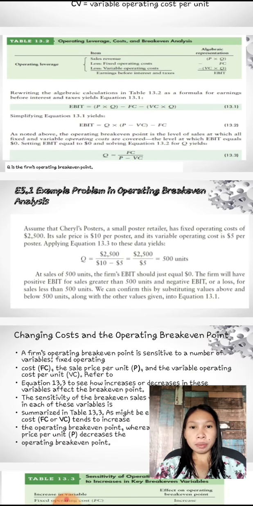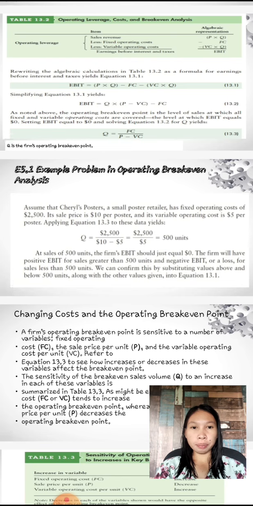Writing the algebraic calculation in Table 13.2 as a formula for earnings before interest and taxes yields equation 13.1. EBIT is equal to P times Q minus FC minus VC times Q. Simplifying equation 13.1 yields EBIT is equal to Q times (P minus VC) minus FC.